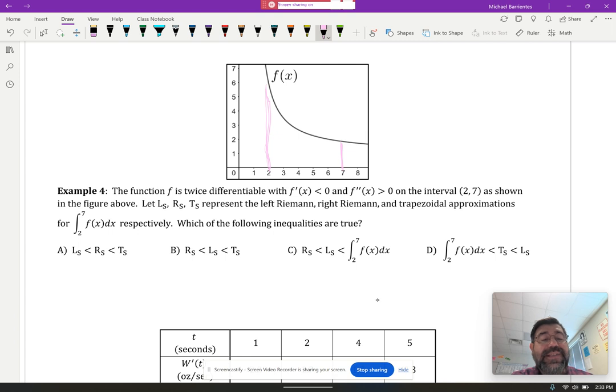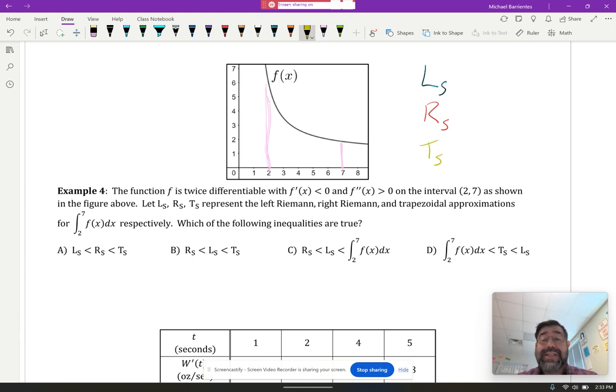Let L of S, R of S, T of S represent the left Riemann sum, the right Riemann sum, and the trapezoidal sum approximations for the integral between 0 and 7. Which of the following inequalities is true? So I need to compare L of S with R of S with T of S.